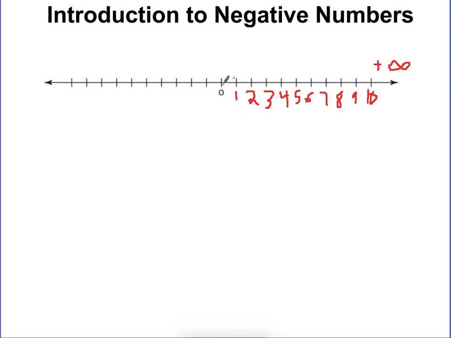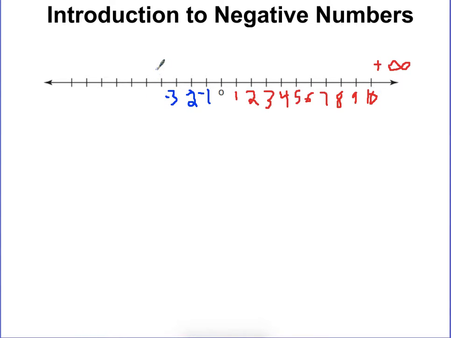So what happens if we go to the left of 0, or if we go under 0? So I'm going to have a mirrored image here. Less than 0, I'd have negative 1. If I have 2 spaces less than 0, that's negative 2. 3 spaces less would be negative 3. And I put a minus sign in front of the numbers to show this.